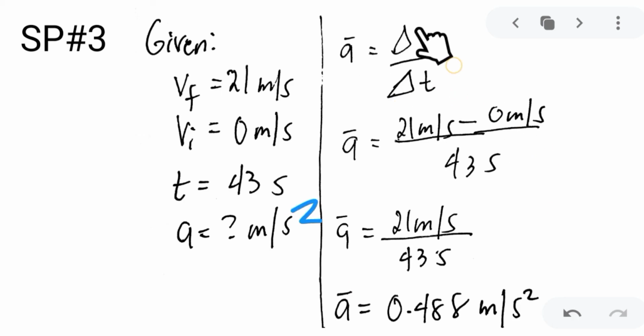Okay, so substitution. The formula is average acceleration is equivalent to the change in velocity over the change in time. If you expand, that will be the final velocity of 21 meters per second minus the initial velocity of 0 meters per second, over the time of 43 seconds. Then 21 meters per second minus 0 meters per second will be 21 meters per second, over 43 seconds. Then you have 21 divided by 43, that will be 0.488 meters per second squared.